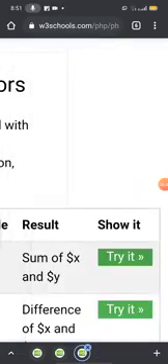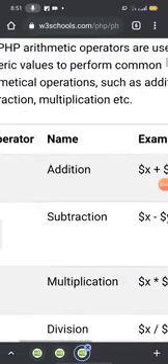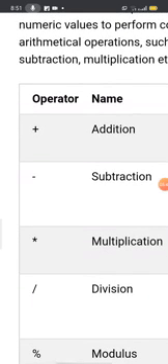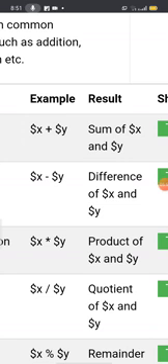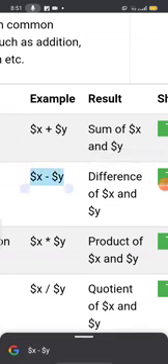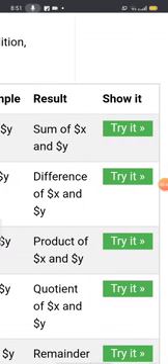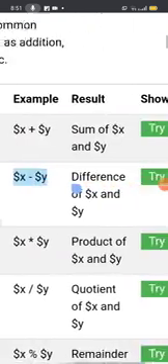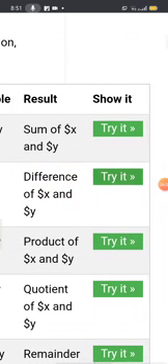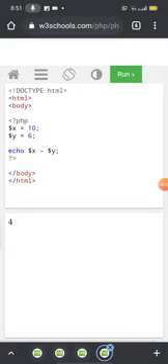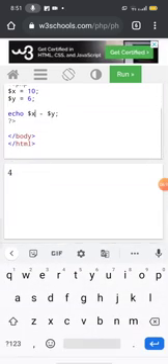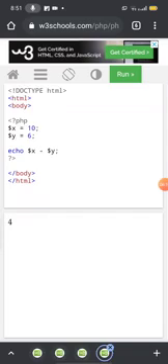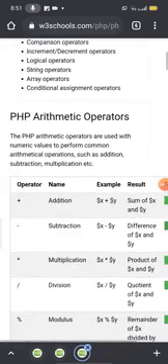Okay everyone, let us see another operator. It is minus, that is subtraction. What is subtraction? $x minus $y. This is an example. The result will be the difference of $x and $y. You can see over here, PHP, $x value is 10, $y value is 6, echo $x minus $y. You will get the answer over here as 4. 10 minus 6 is 4. So this way the example has been given.